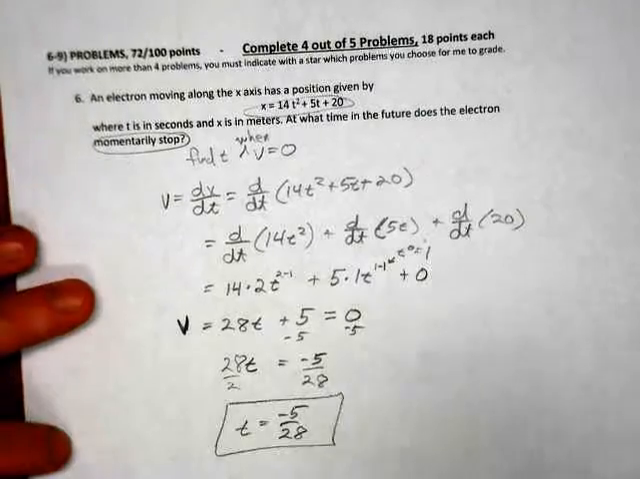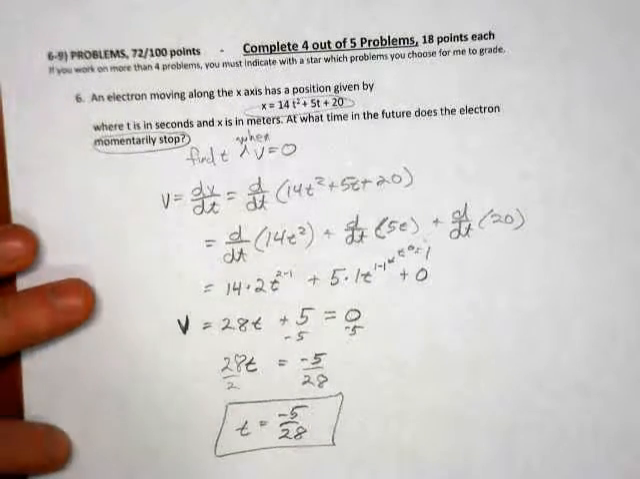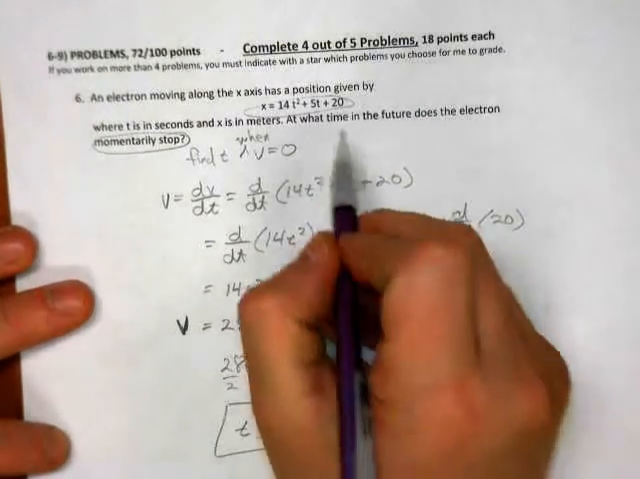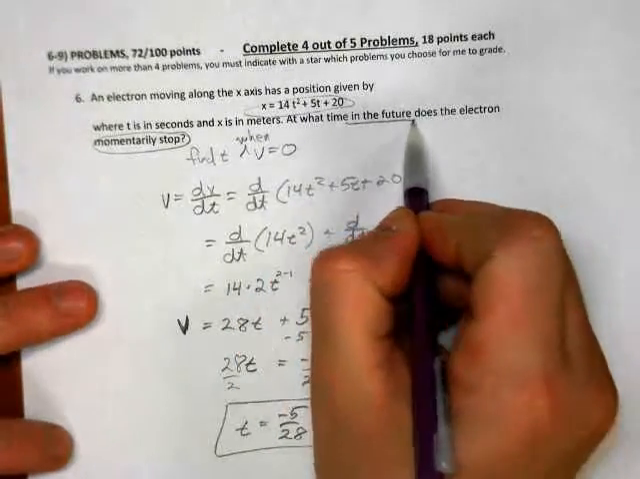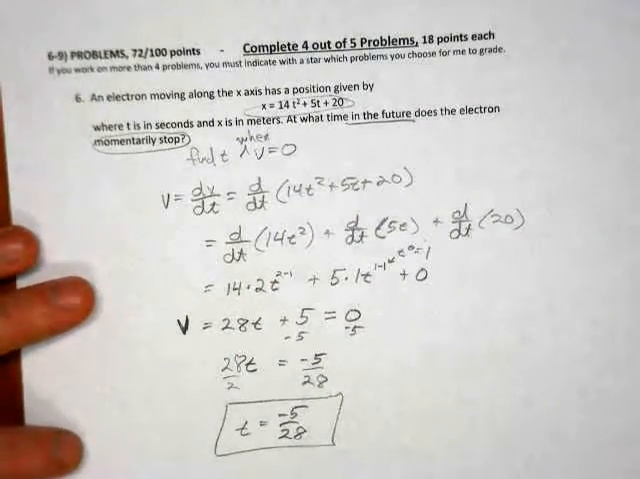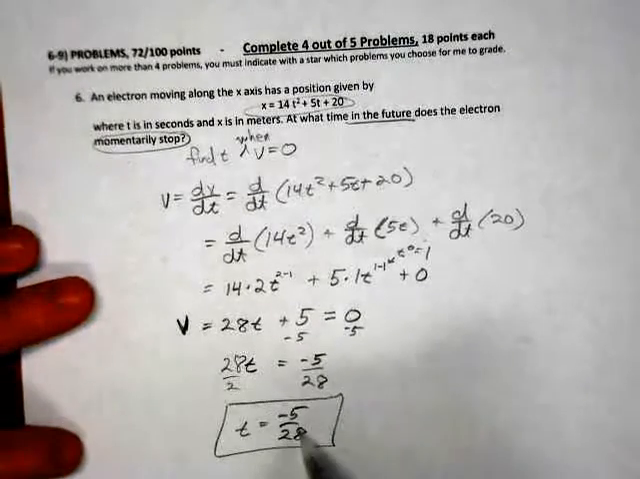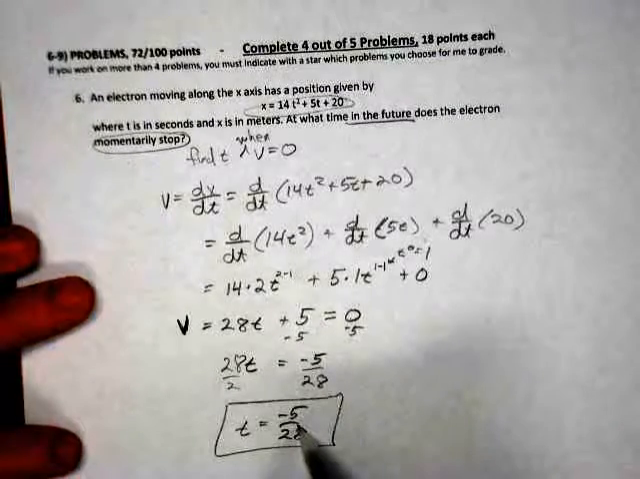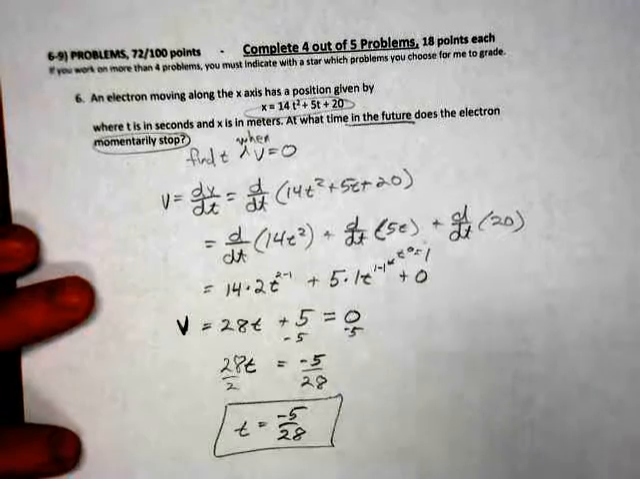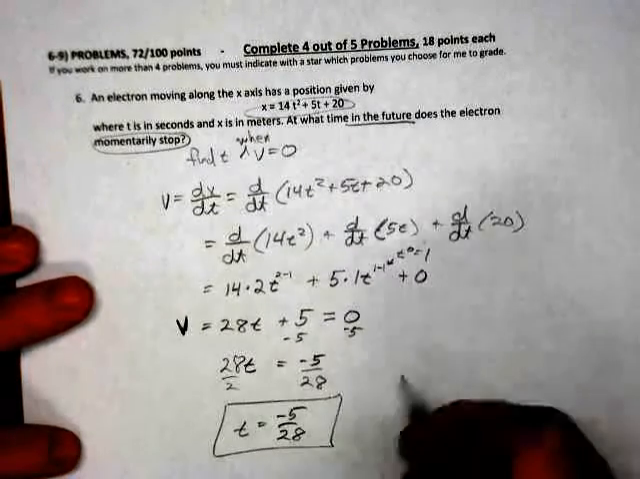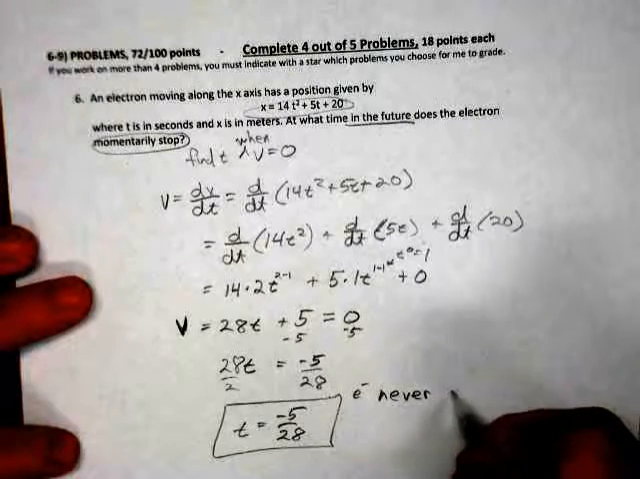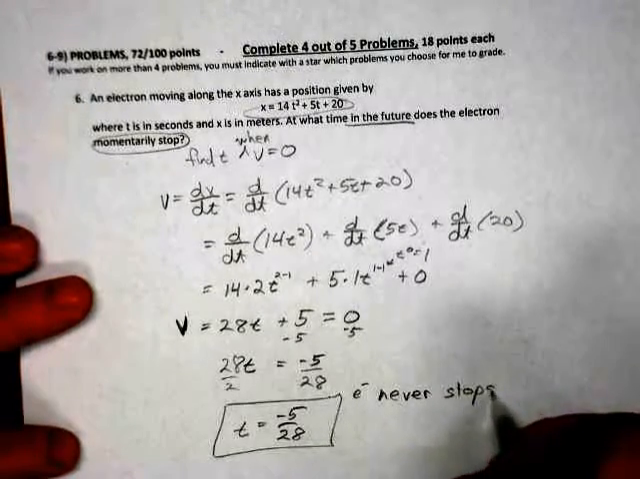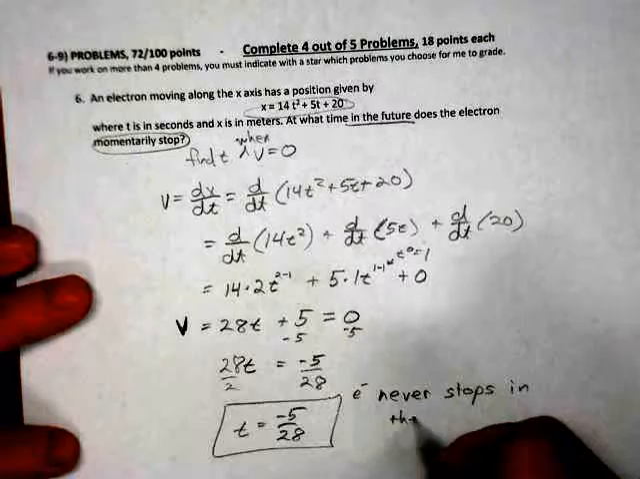Now, some very astute people who saw this on the test also read very closely where I said, at what time in the future does the electron momentarily stop? This time is negative, and this is the singular solution of this problem. So what does that mean? It never, the electron never stops in the future.